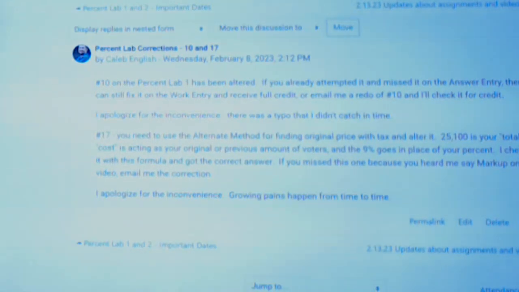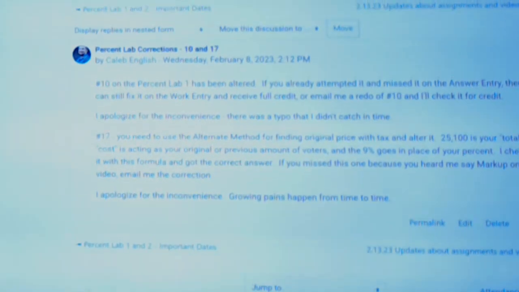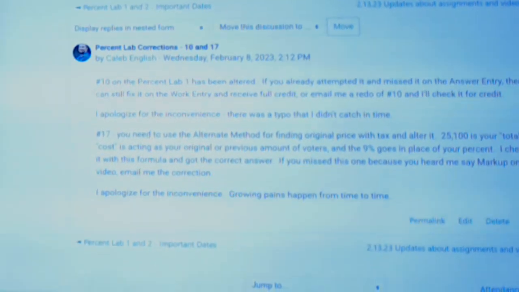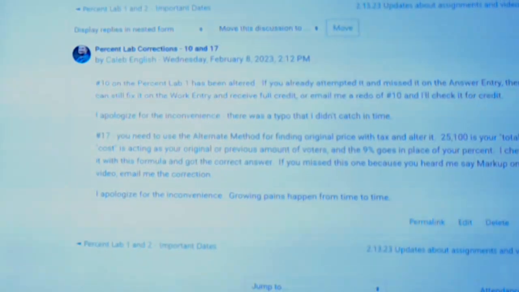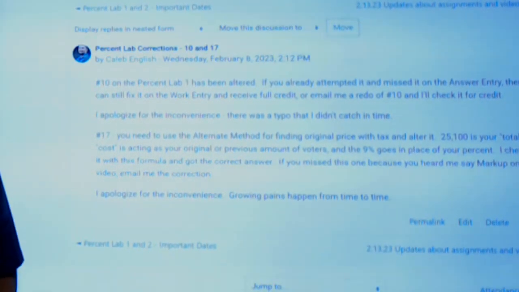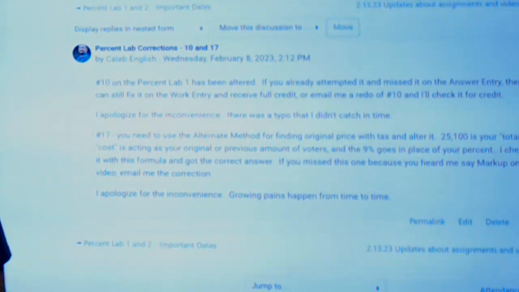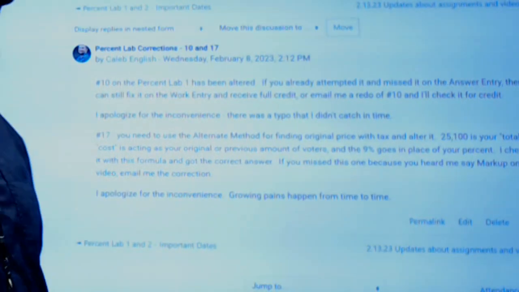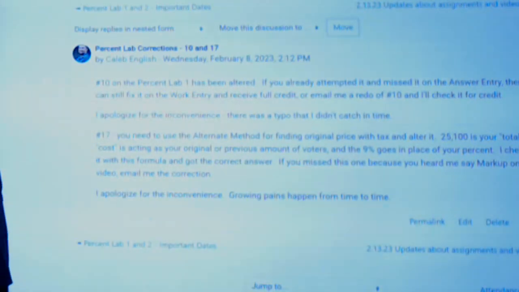Also, please remember to check your due dates on your assignment modules. Percent Lab 1 closes tomorrow night. One last thing, number 17 in class on the video. We had talked about how you could either use tax or markup for that one. Don't know why I said that because that is not true. Markup will not work. So you need to make sure that you use the tax formula for that. So I just want to make sure.